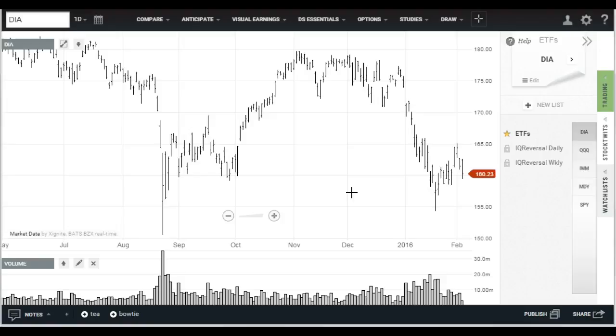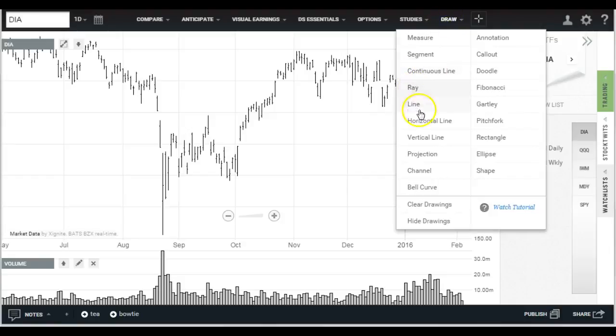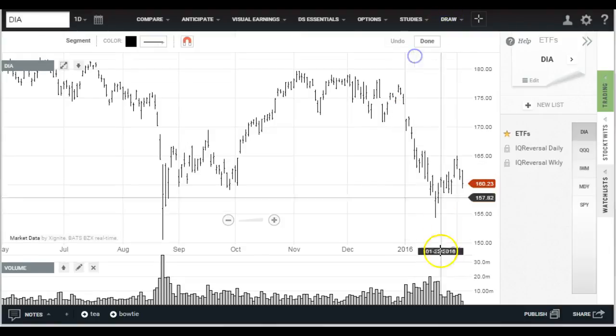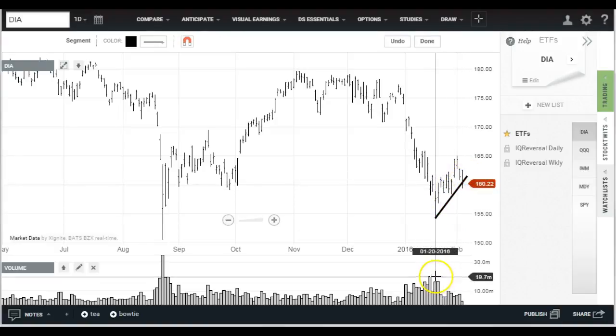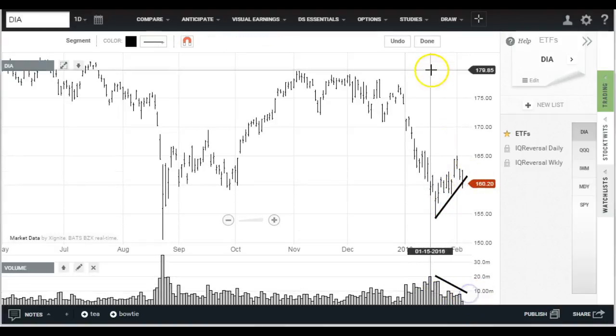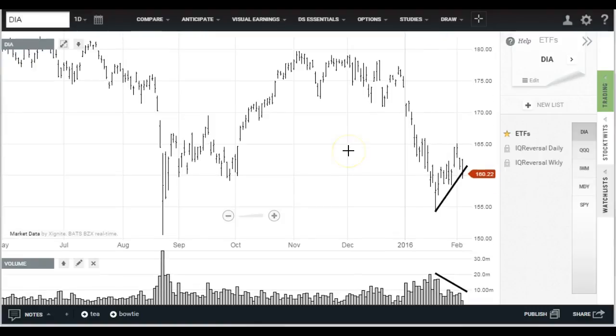Just take a look at this one. This is the Dow ETF, the diamonds. And if you just take a look real quick, you have rising prices and falling volume, that is the first indication that this is a bounce and not really the return to a bullish trend.